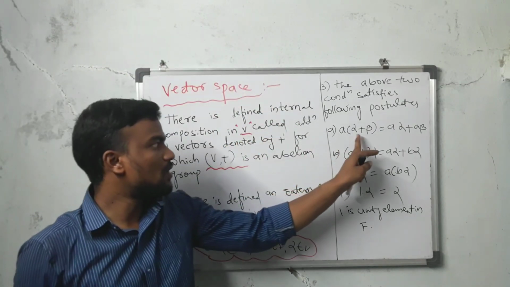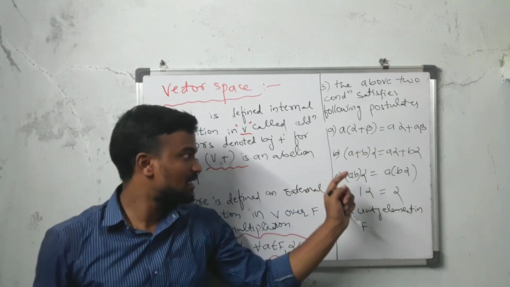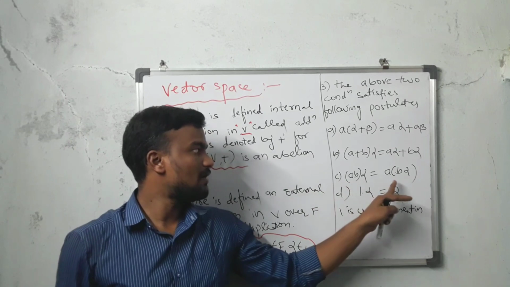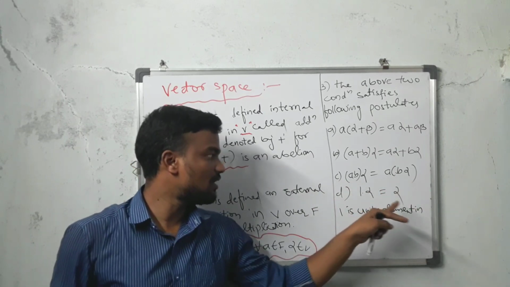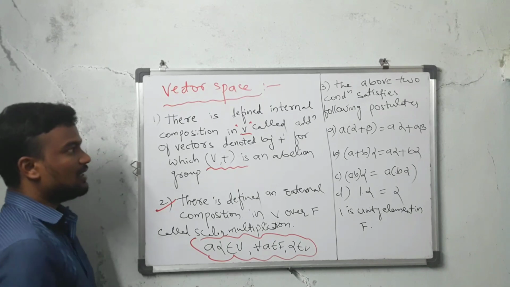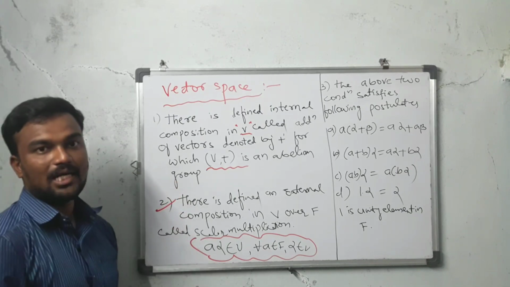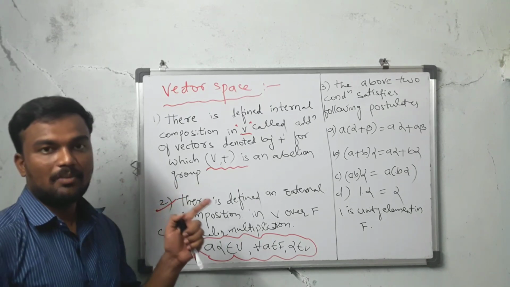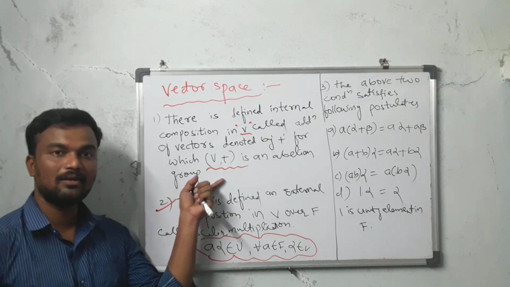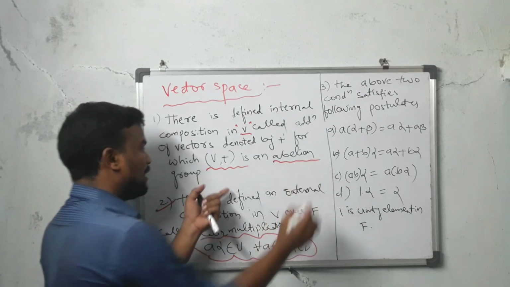ఏంటది? a(alpha + beta) = a alpha + a beta, (a + b) alpha = a alpha + b alpha, (ab) alpha = a(b alpha), 1 alpha = alpha. Here, 1 is the unity element in F. These are the conditions for vector space. First one ఏమాలి? Internal composition, external composition. In internal composition, (V, +) is an abelian group.